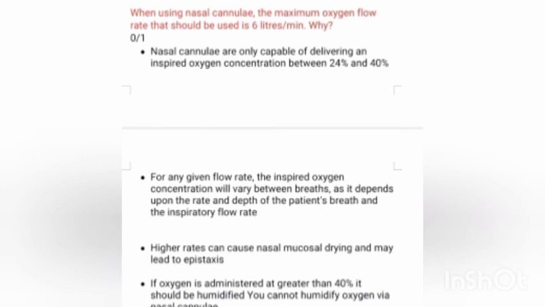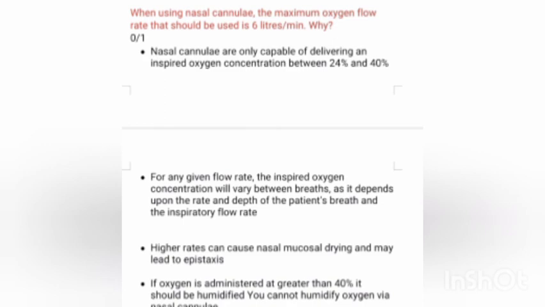Next question, when using nasal cannula, the maximum oxygen flow rate that should be used is 6 liters per minute. Why? Option A, nasal cannula are only capable of delivering an inspired oxygen concentration between 24 and 40%. Option B, for any given flow rate, the inspired oxygen concentration will vary between breaths as it depends upon the rate and depth of the patient's breath and the inspired flow rate.